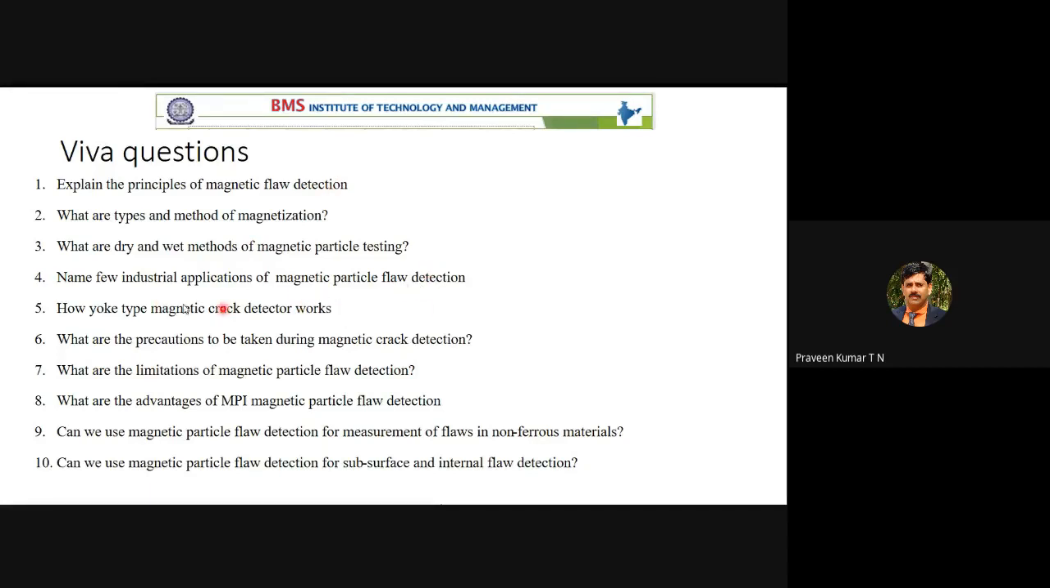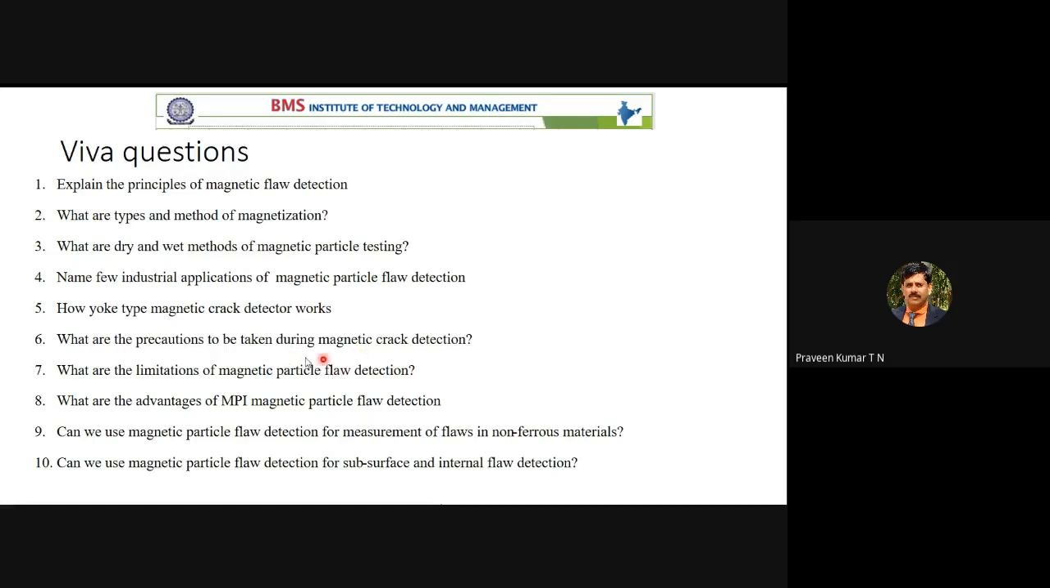Application: new industrial application. Any application involves ferrous material and surface crack or subsurface crack. How does a yoke type magnetic crack detector work? What you have seen is only the yoke type magnetic crack detector. It is the same principle that we have already explained.